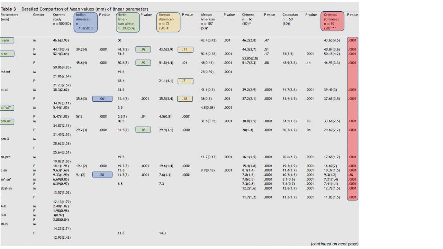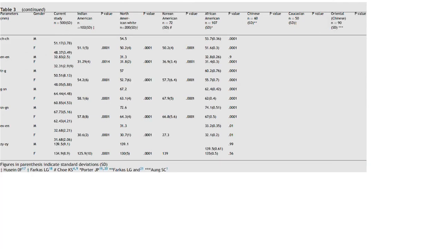A study by Porter J.P. on African American noses also revealed data statistically different from this study. Only 2 out of 15 parameters were comparable. In comparison with studies done on Chinese subjects, most of the parameters were significantly different. This is just the rest of the table.